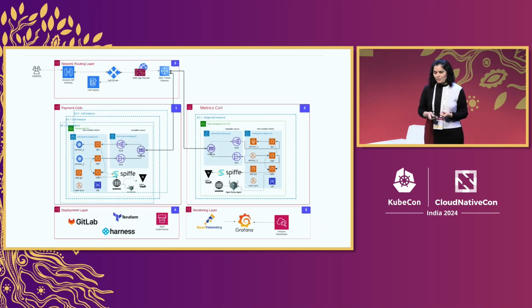Overall, this diagram looks a bit like this. There are more things inside it, which we will see in the demo. But overall, we have the payment cell, metric cell, notification, and the networking and network routing layer, and a few more, like observability and deployment you want to maintain, which can be your separate cells. So this is how a typical organizational or business logic around cell-based architecture looks.